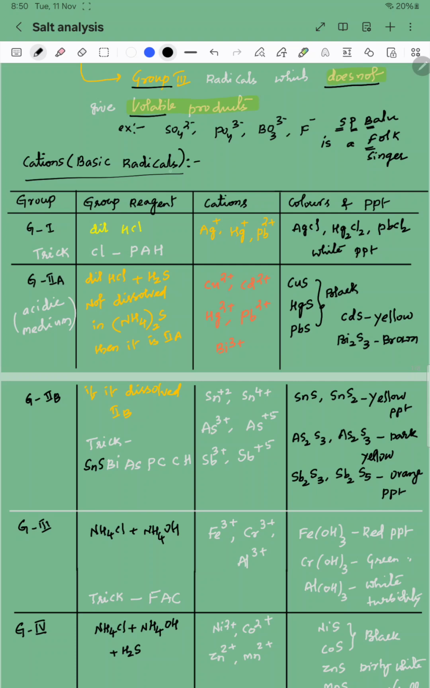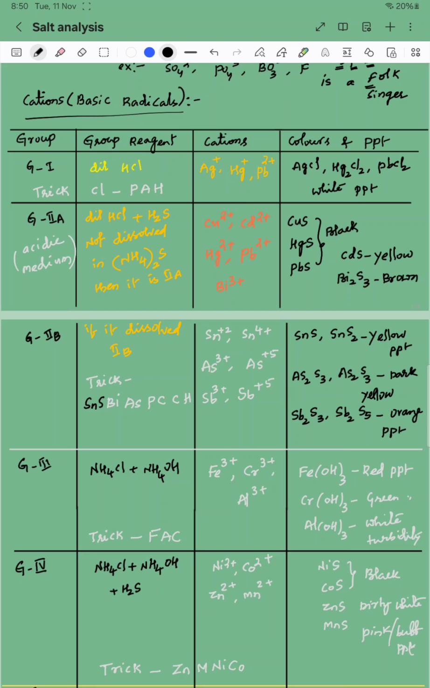So in this basic radical, student, different groups are present, right? Here these cations are placed in different groups based on their different properties with the different types of reagents. So that's why each cation is placed in a different group, right? Okay. So group 1, student, reagent.